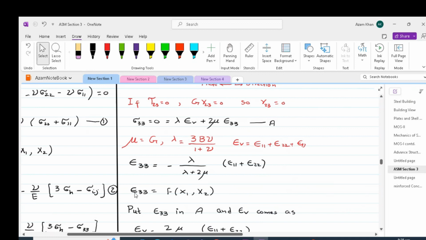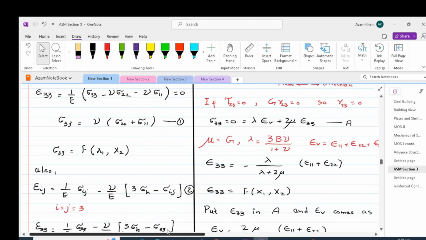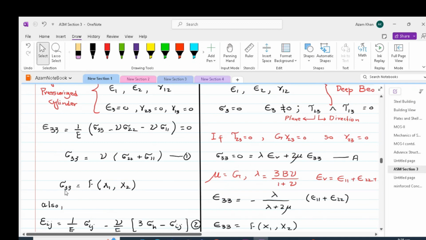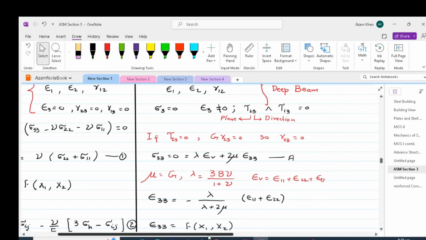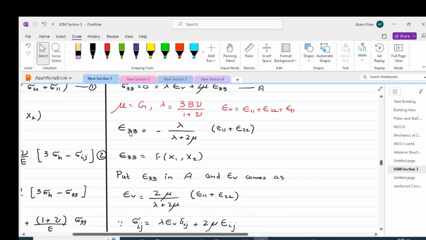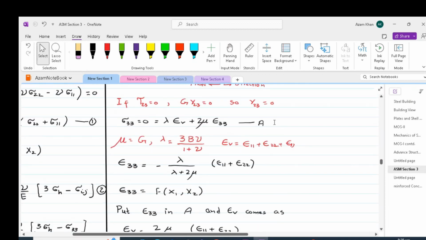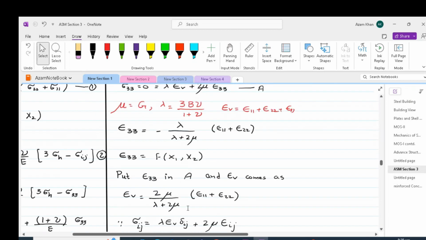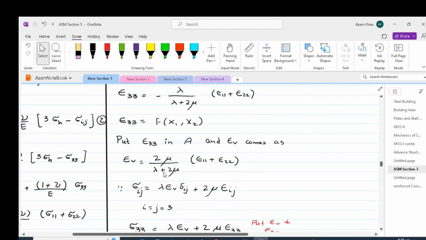This tells us that ε33 is a function of x1 and x2. In the case of plane strain, we had the stress σ33 as a function of x1 and x2. It's clearly different in the case of plane stress. Now, the value of ε33 can be plugged in this equation, and we can get the value of εv also. So that comes out to be 2μ divided by λ plus 2μ, in small bracket ε11 plus ε22. So this is our value of εv.